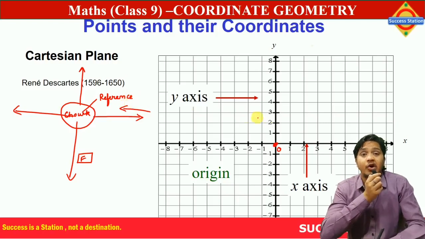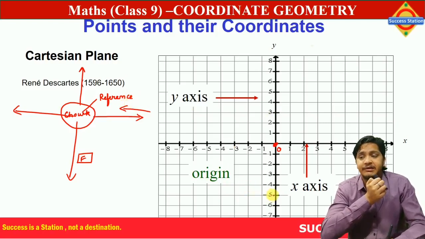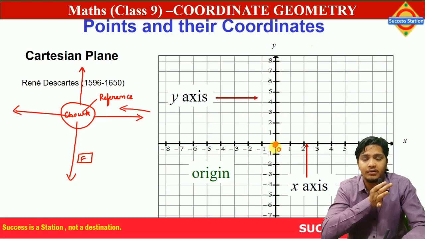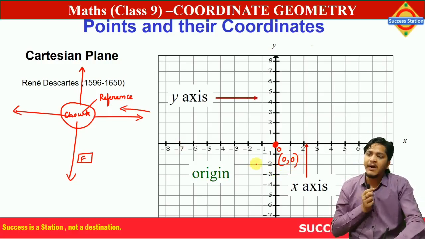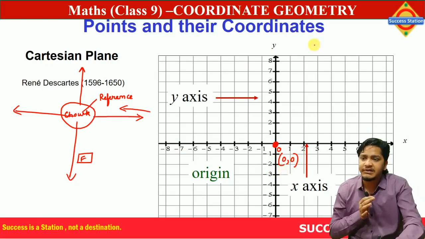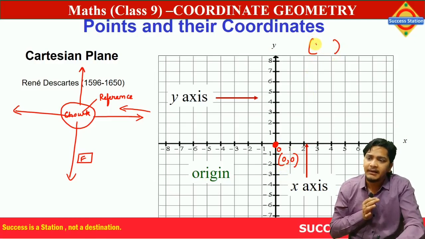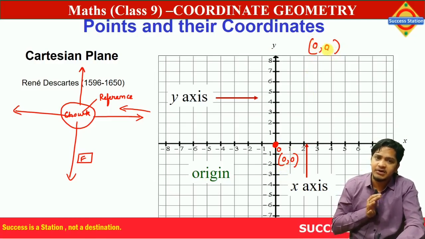So always in the coordinate axes, the Cartesian coordinate system, we take the origin as reference. This is my reference. This is your chowk. And this will always have the coordinate 0, 0. 0, 0 will be its coordinate. This is also called an ordered pair. Now, why are we writing it like this? The system is to write a bracket here like this. This is the coordinate of the x-axis.